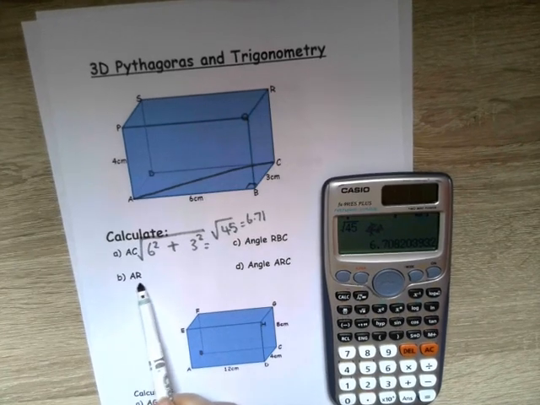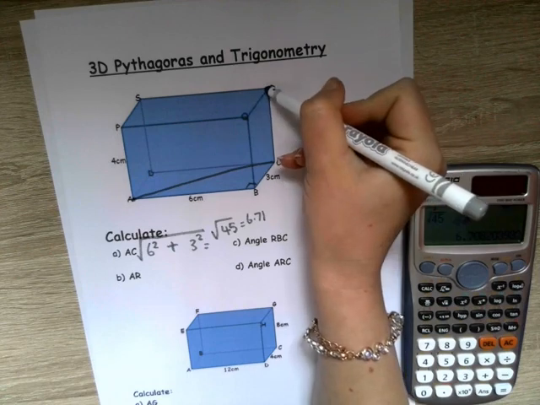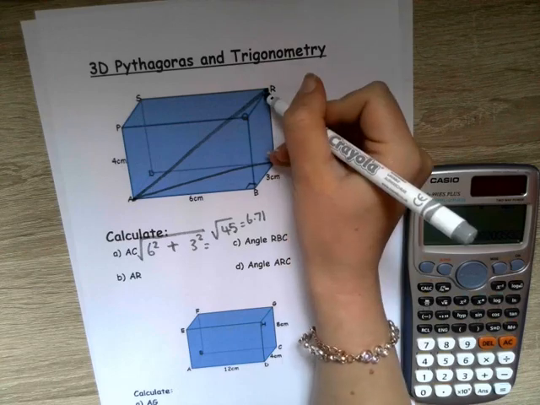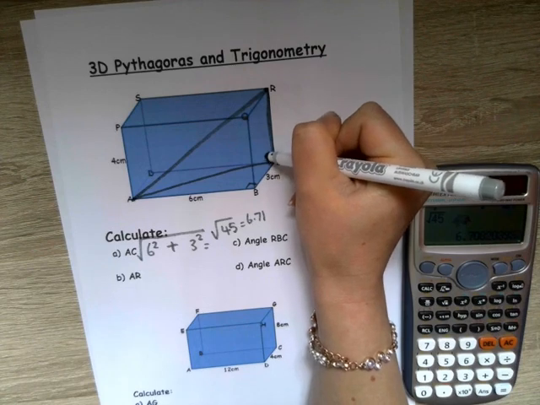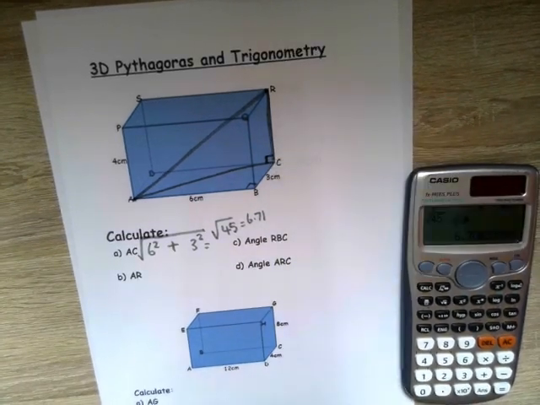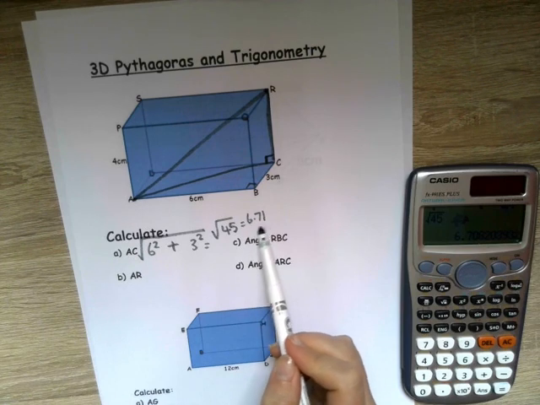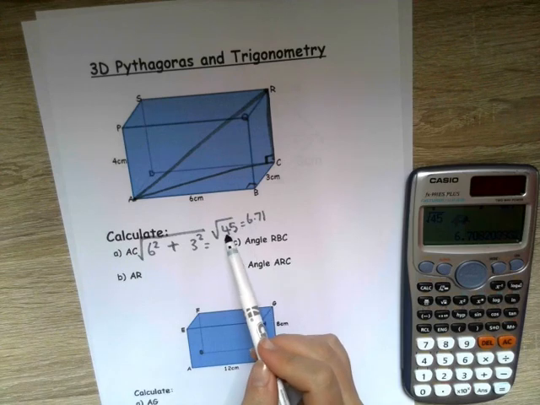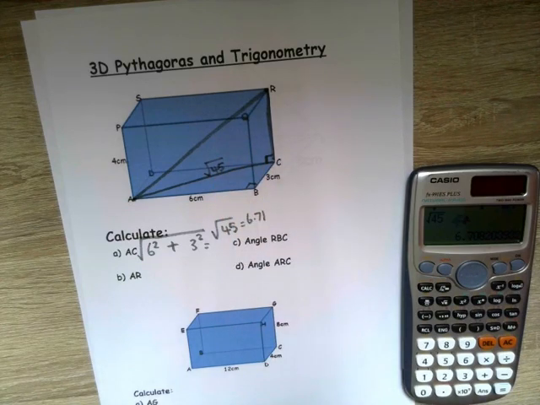The next part is AR. So we need to join A to R up. A is on the bottom here and R is on the bottom there. So I'm going to join them up like that. Now this makes another type of right angle triangle within this shape. So this angle down here is going to be a right angle, and we're now trying to work out AR. Well, we've just worked out AC. Now it wouldn't be very accurate to say that AC is 6.71 at this stage because that's been rounded. So I'm going to say that AC is actually the square root of 45.